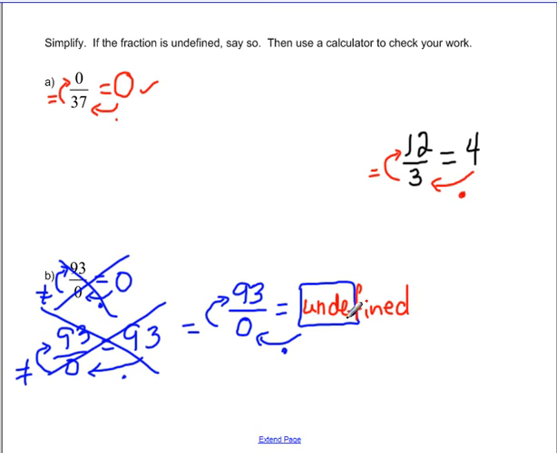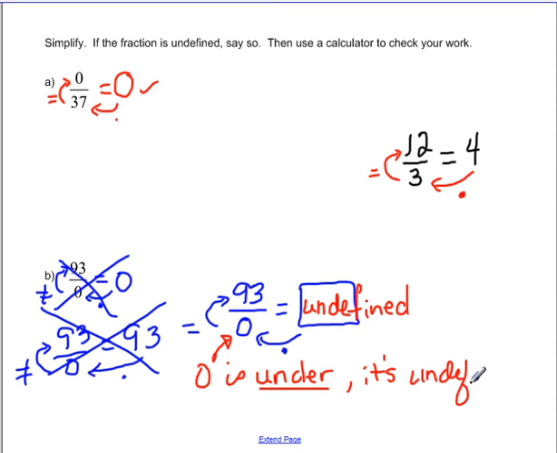And a way to help you to remember that, because it can be easy to get mixed up, well, is it when the 0 is on top or when the 0 is on the bottom that's undefined? Well, notice here the 0 is under, so when the 0 is under, it's undefined. Okay, the solution is undefined. So use those two words, under and undefined, to help you to make that connection of which is which.